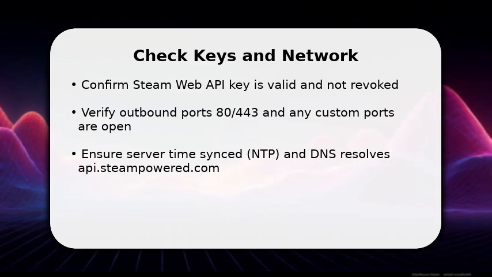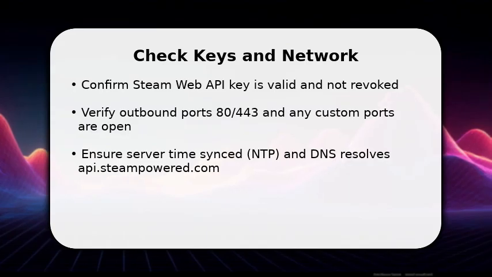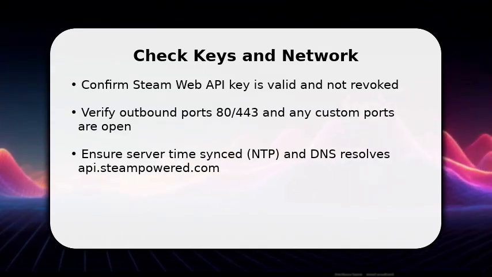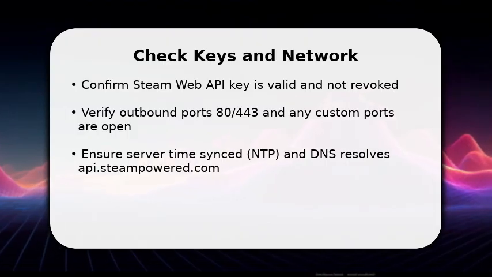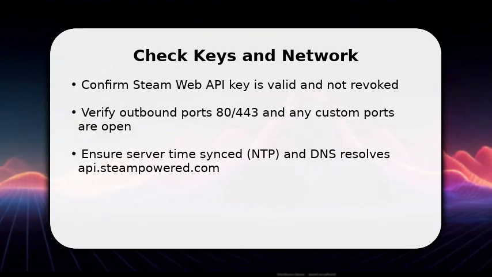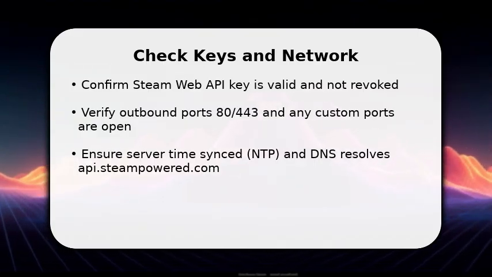At the same time, make sure your machine allows outbound traffic on ports 80 and 443 and that DNS resolves api.steampowered.com. Once done, sync system time with NTP so signature checks succeed. And retry a simple GET request to confirm you receive a 200 response.